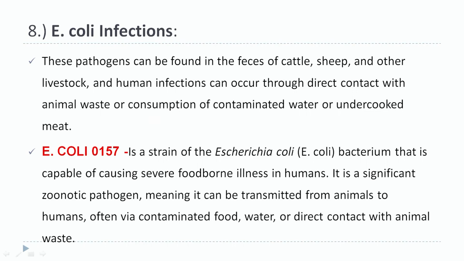Now, the next important zoonotic disease, again a bacterial zoonosis, is E. coli. As we know, thousands of E. coli bacteria are present in the intestines of humans, warm-blooded animals, and different livestock species. All these E. coli species are not infectious, only some strains are pathogenic. And the mode of transmission of this pathogenic strain to humans is mainly through contaminated water.